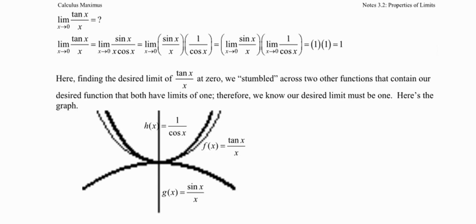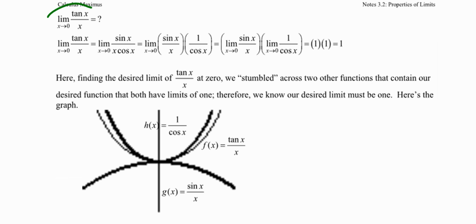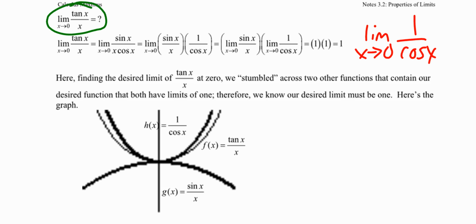Okay, so for example, tangent of x over x. This isn't one of our special trig limits that we had to remember, but we could use the sandwich theorem to help us figure out different things. Like we know 1 over cosine: the limit as x approaches 0 of 1 over cosine of x. Well, cosine of 0 is 1, so that would be 1.